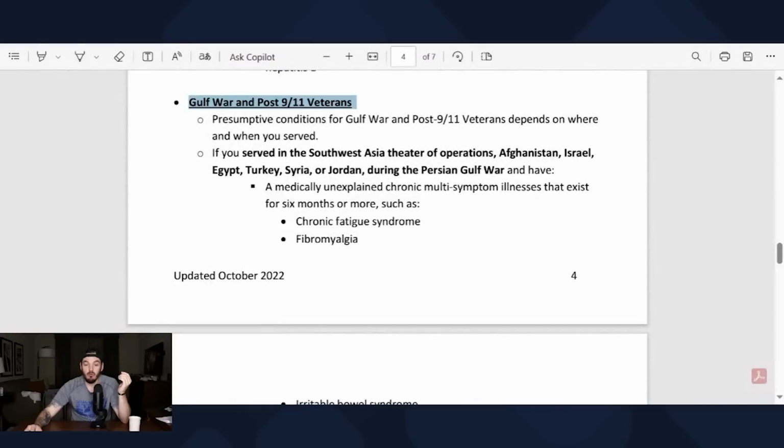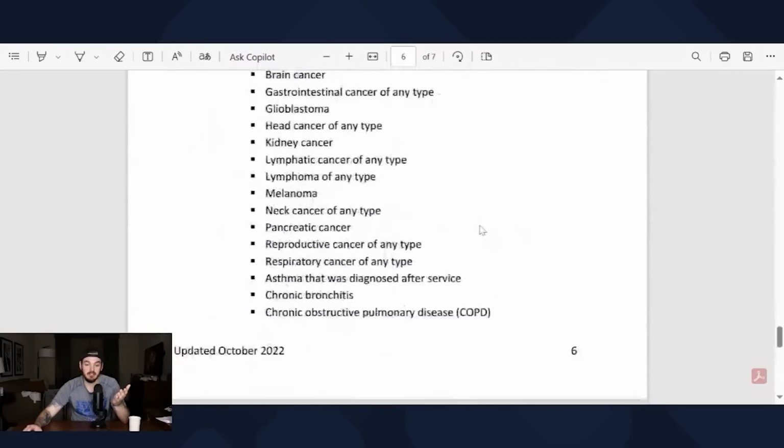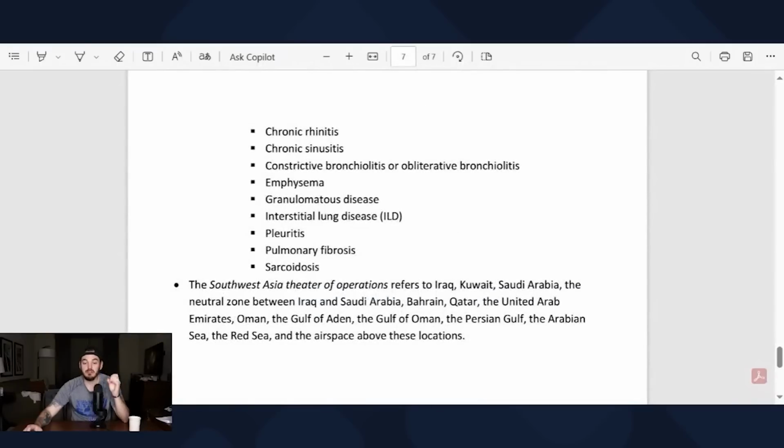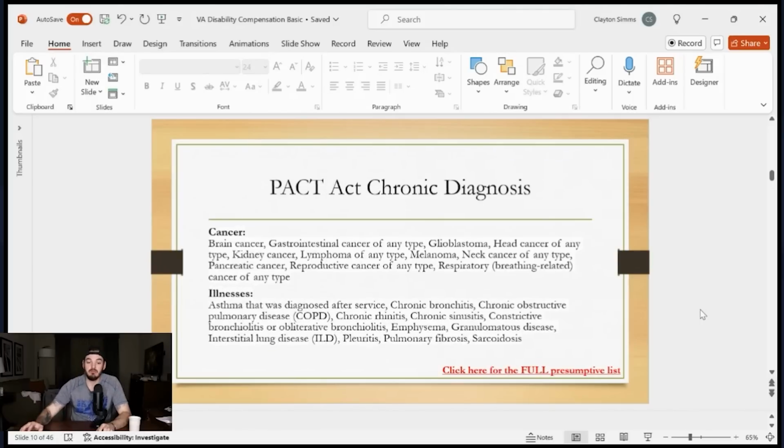And then we have Gulf War post 9/11. It talks about MUCMI, and there's an exhaustive list here. So this goes through the full list. All you need to do is have a chronic diagnosis and meet the time location criteria. Okay, so back to our VA disability claim master course, basic version.